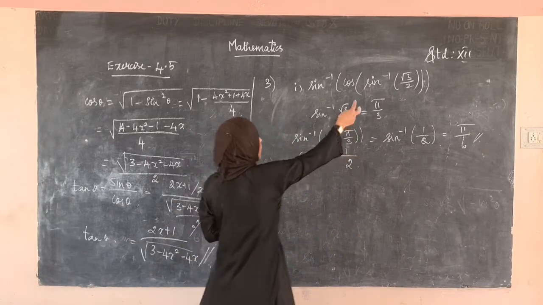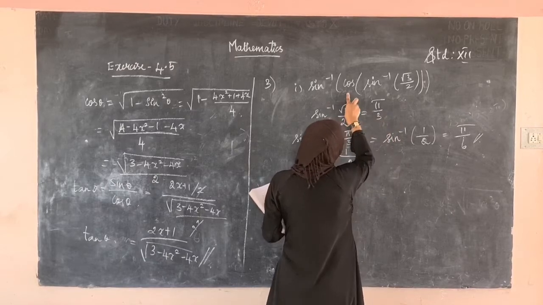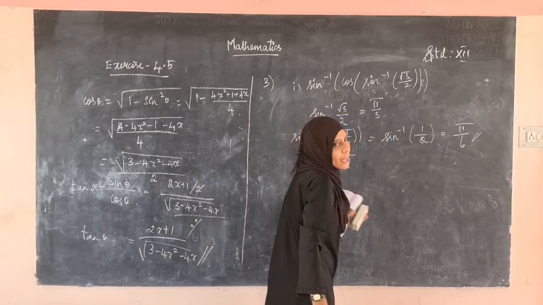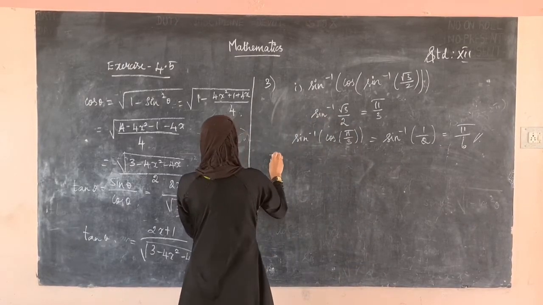So what you have to find? You have to find the value of sine inverse of root 3 divided by 2. The value is pi by 3. Then cos pi by 3 is 1 by 2. Then sine inverse of 1 by 2 is pi by 6. This is the answer. Now the second solution.